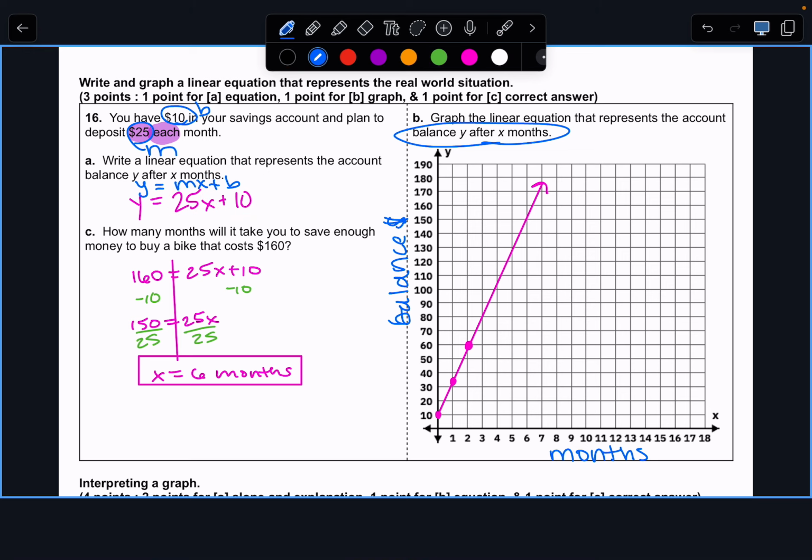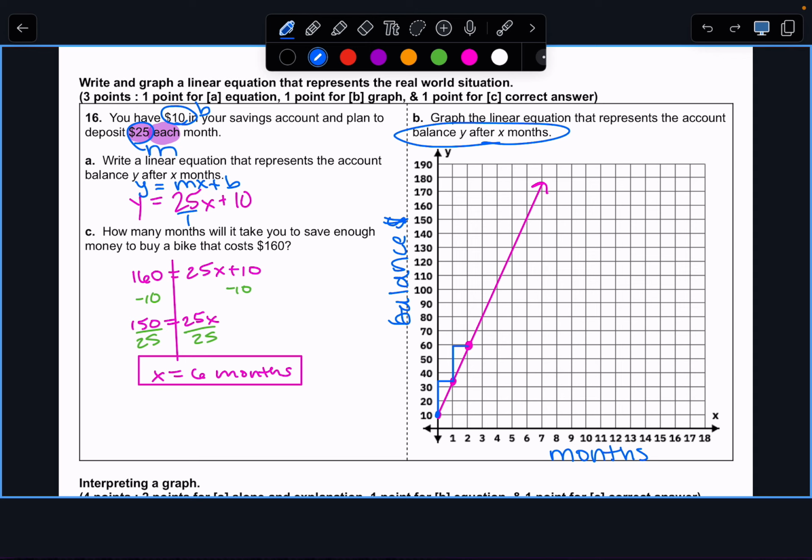If my slope is 25, or 25 over 1, I need to go up 25 over 1. So if I'm starting at 10, I'm going to go up 10, 25 over 1. Since I am counting by tens on the y-axis, 25 is like 2.5 of those little boxes.